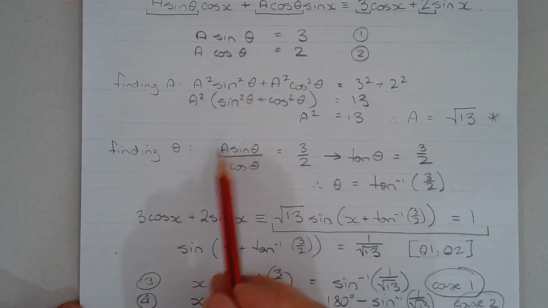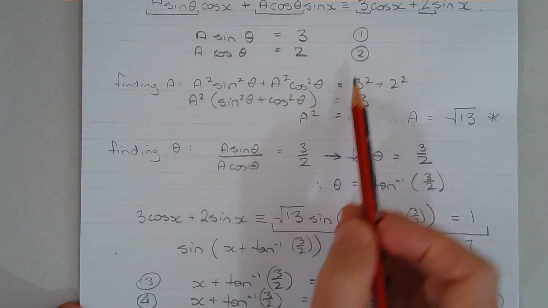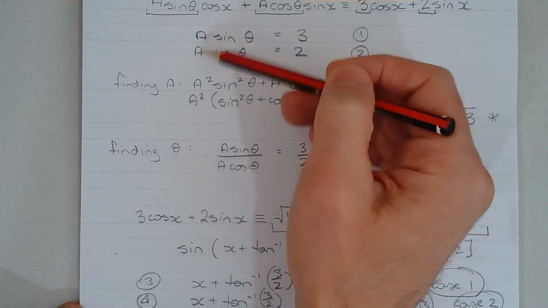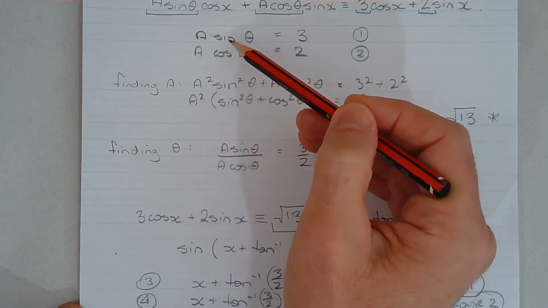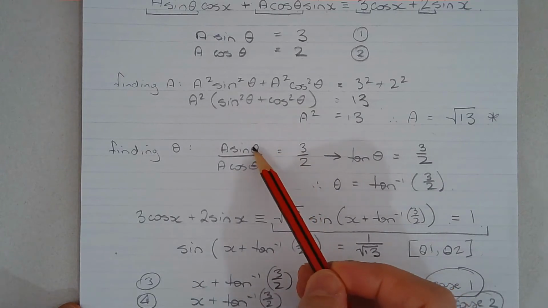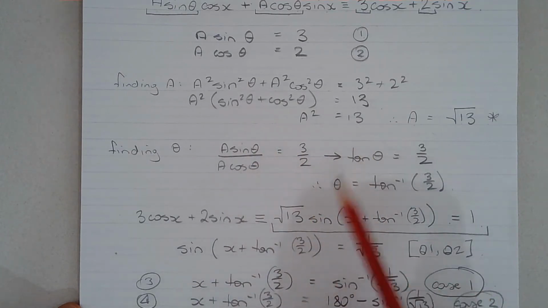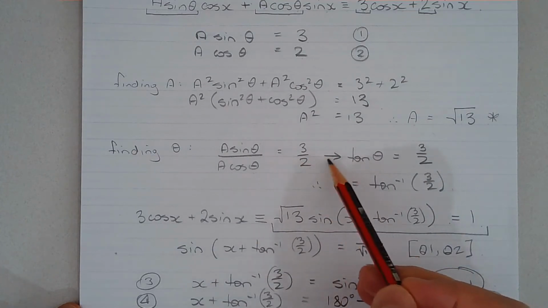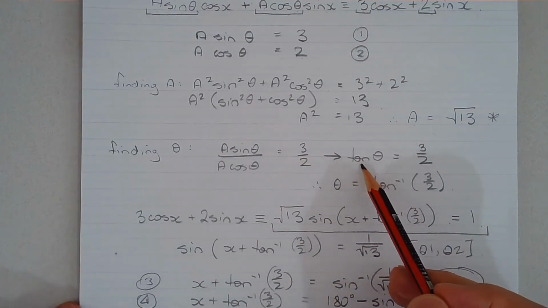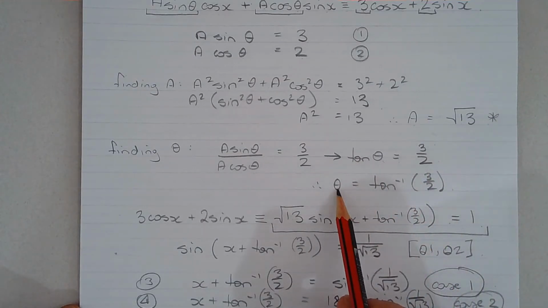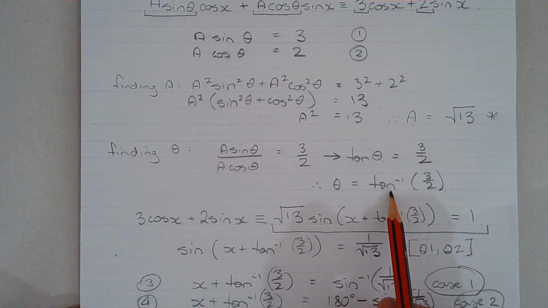The way we do that is we go back to our equations 1 and 2, and we can divide 1 by 2. That will eliminate the A's, they'll cancel out, and then you end up with a single trig ratio. We end up with the tan ratio because we're dividing sin by cos. So if you divide one equation by the other, it becomes tan theta on the left-hand side is equal to 3 over 2, and therefore theta is equal to inverse tan 3 over 2.